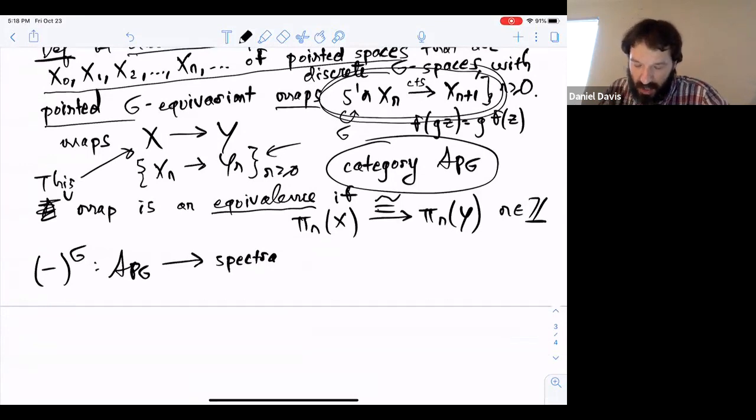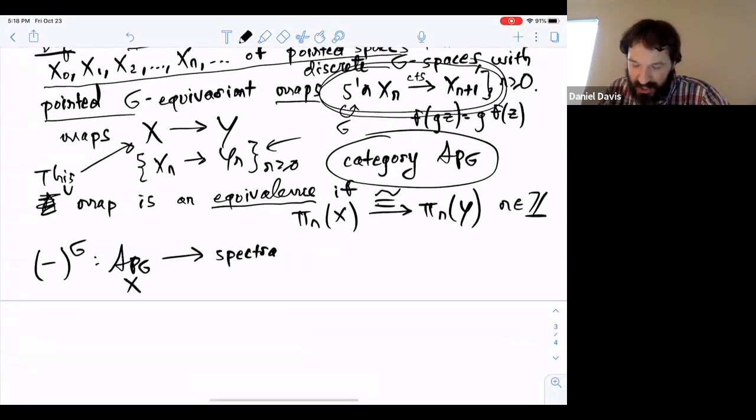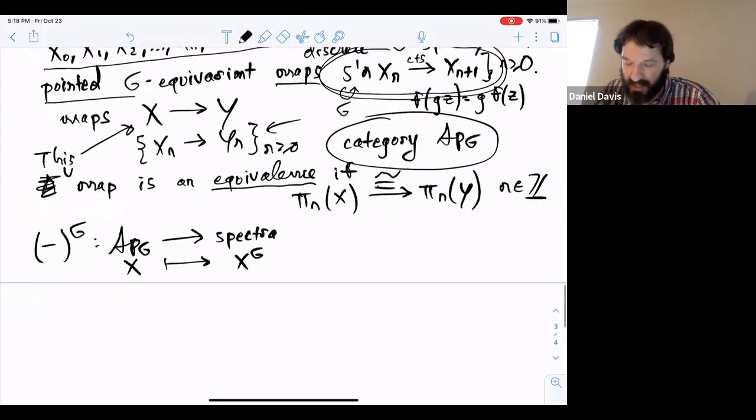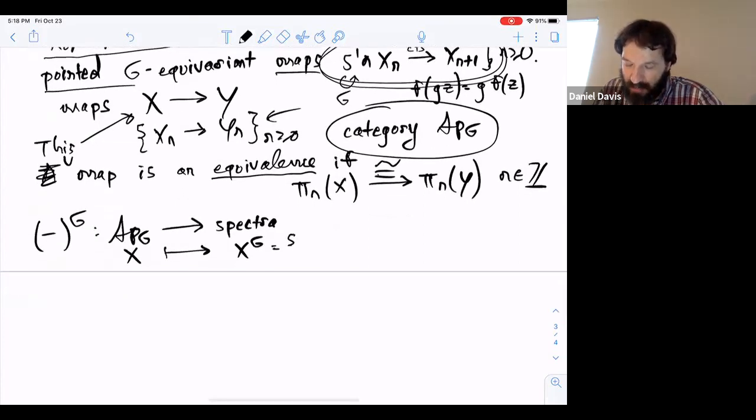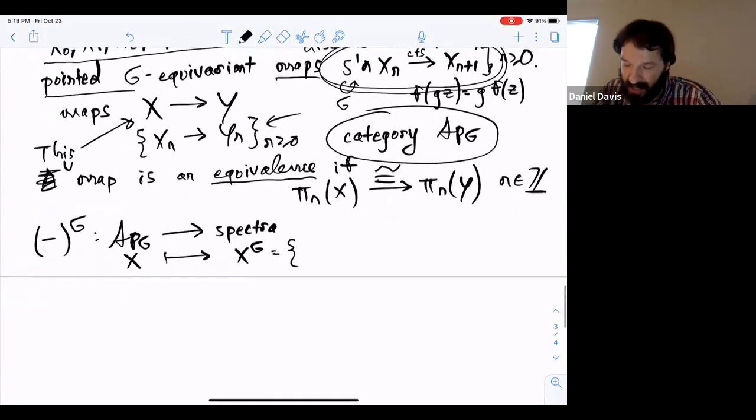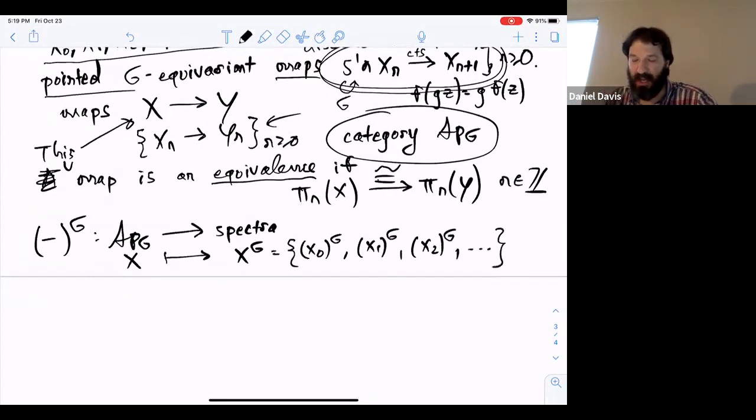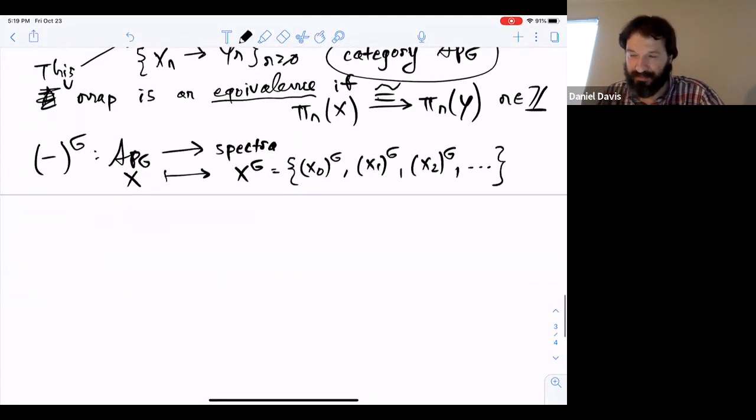So this functor takes a discrete G spectrum and sends it to the fixed point spectrum. And by this fixed point spectrum, we mean the spectrum that is the collection of spaces: the G fixed points of x0, the G fixed points of x1, the G fixed points of x2, etc. Okay, so we have this functor.